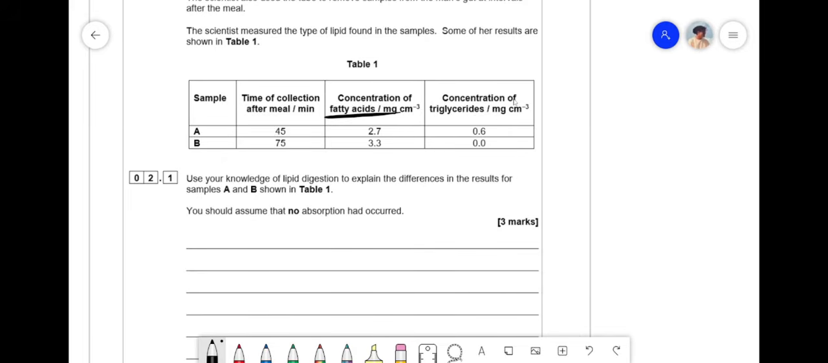Fatty acids. So that's what it's trying to articulate. So you need to explain why this is happening. The common thing that I see is that people will say, oh yeah, concentration of triglycerides decreases from 0.6 to 0, and then the concentration of fatty acids increases. That's again the equivalent of saying a car has 4 wheels and not explaining why. And that's a common mistake. You need to interpret and tell the examiner what's going on.